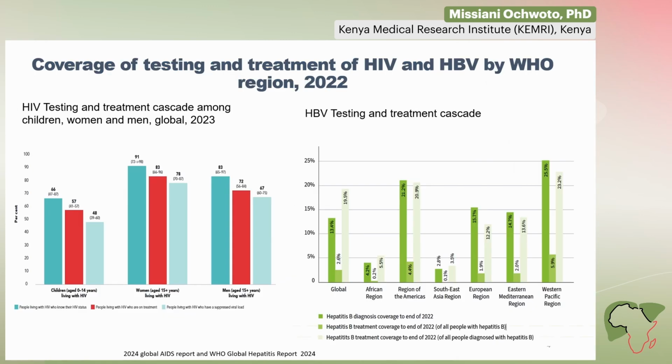Looking at the three diseases, especially HIV and hepatitis B, HIV is way ahead by around two digits. However, for hepatitis B, it's very low. Globally, it is very low in terms of testing and treatment, and Africa has the lowest of all the WHO regions, and that shows how skewed and some of the inequalities are in terms of the tests and in terms of the triple elimination.